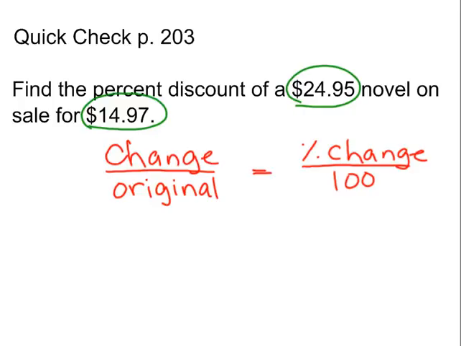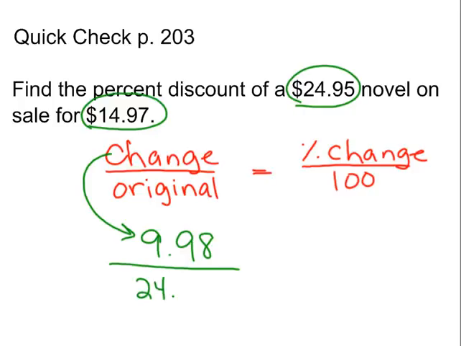When we do that, we get $9.98. That's the amount of the change. We divide that by the original amount. The original amount was the $24.95, the novel before it went on sale. And then that equals the percent of change, which we don't know, let's just use K, over 100.